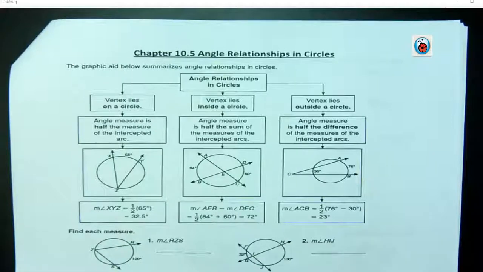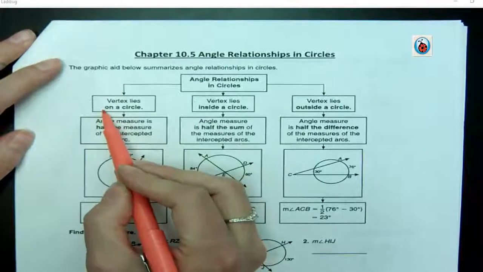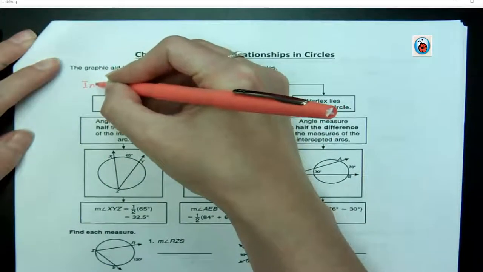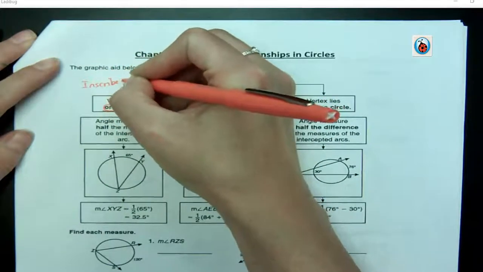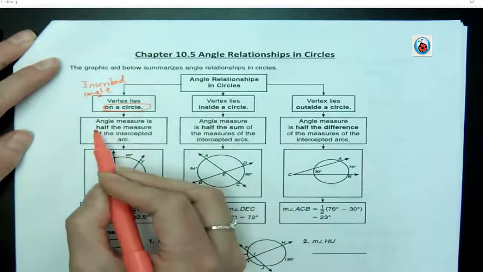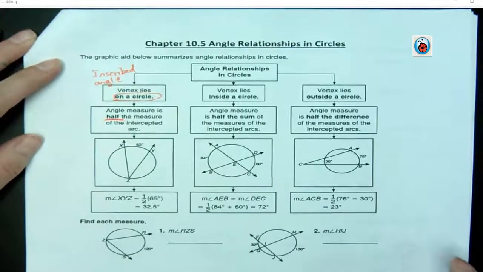Okay, so today we're going on to a couple new angle relationships in our circles. One we've already done, when the vertex lies on the circle, so that means it's an inscribed angle usually. Just like we've done before, the angle is half the arc. Okay. Then we have two new ones.